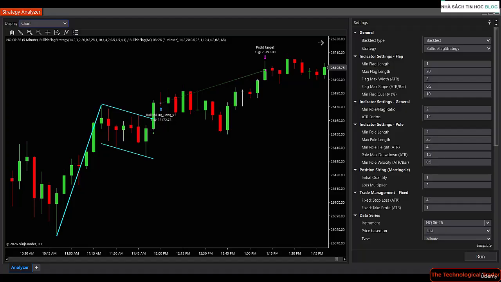The entry trigger itself is incredibly clean. As soon as the price closes above the upper regression line of our channel, we execute the long.